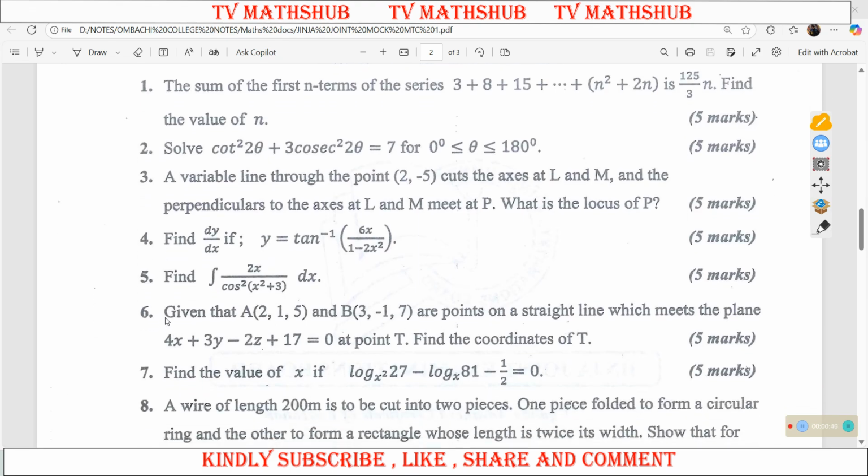So today we want to look at question number 6, which says, given that A is (2, 1, 5), B is (3, -1, 7), are points on a straight line which meets this plane at a point T, then we need to find the coordinates of T. So T is a point of intersection between the line which is passing through A and B, and which is meeting this plane, which means that to get the point of intersection, we must be in position to get the equation of the line first. Then we use the equation of the line and the equation of the plane to get the point of intersection. So let us look at the solution.